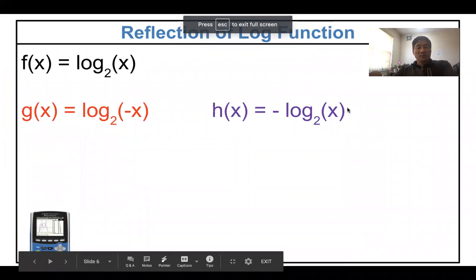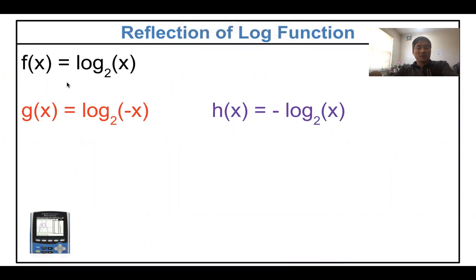As you see, the original function is f of x equal to log base 2 of x. Now, g of x equals log base 2 of negative x, so in the parentheses you have a minus in front of x. We learned in the log function that in the parentheses, any value cannot be negative or 0, right? So we should remember this. This cannot be 0 or negative. It should be positive.